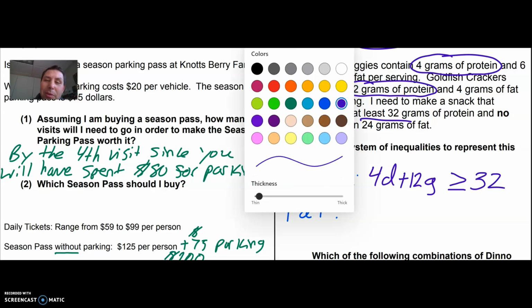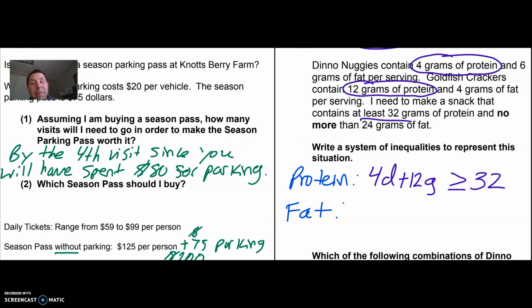So to make this a system of inequalities, I need to figure out what it would be for the fat. So if I look at the fat, they say the fat is no more than 24. So that means it has to be 24 or under. So if I put 24 here, that is the biggest I can go. And can it equal 24? Yes. So therefore, it's going to have an equal bar underneath it.